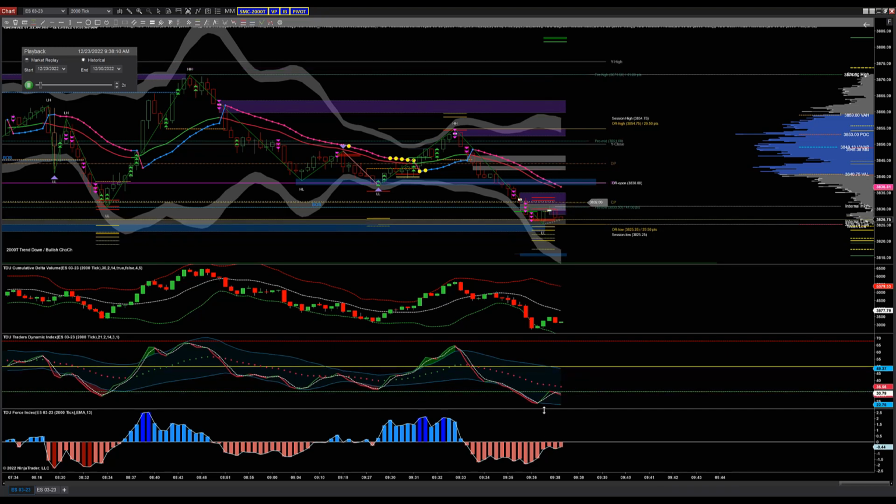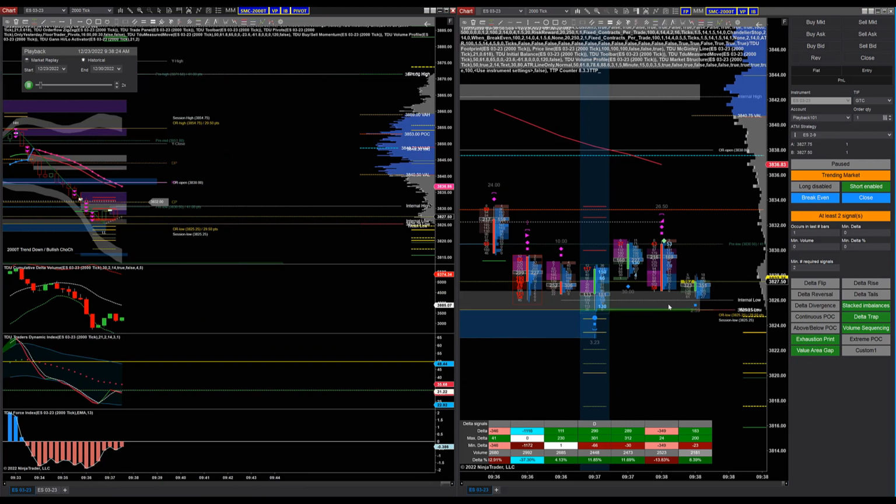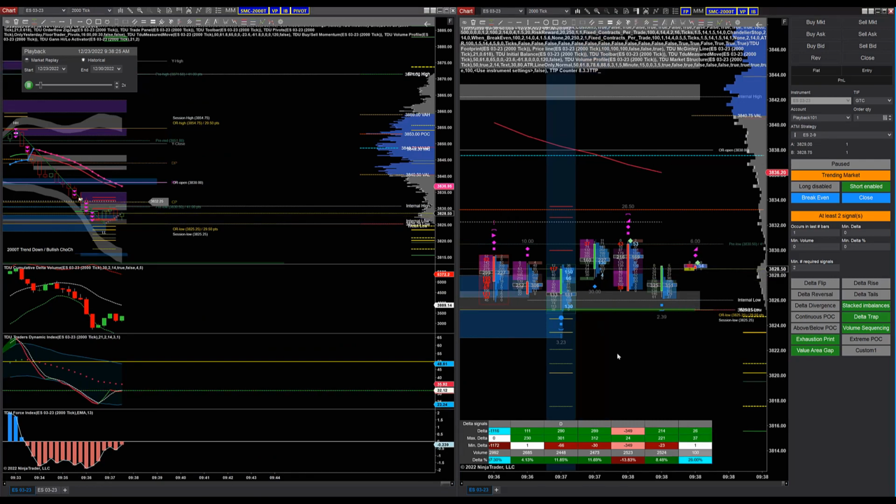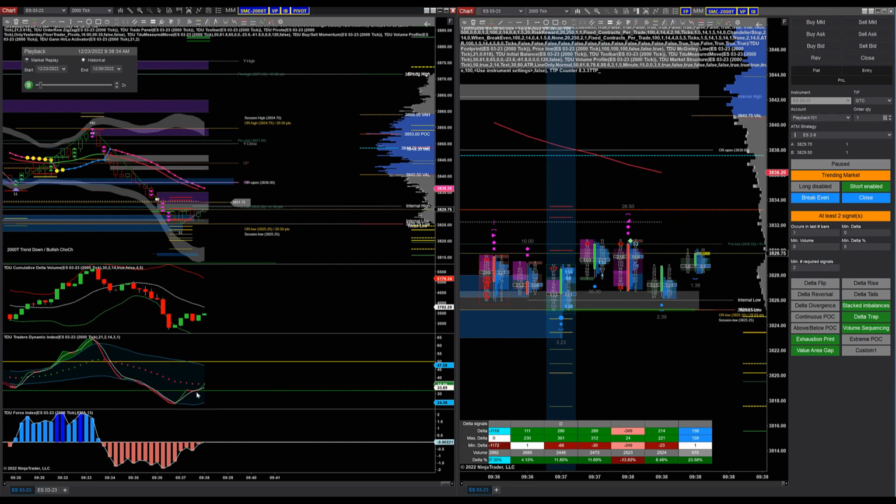Big cluster of golden zones here. Do I want to be buying, selling? There's not enough room there. Is the footprint chart giving me any additional insight here? Well, not really, not necessarily. Any divergence here? Okay, maybe a little bit. Cum delta is starting to pop. Okay, let me pause that just for a second.